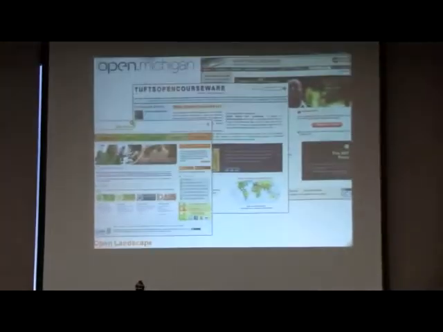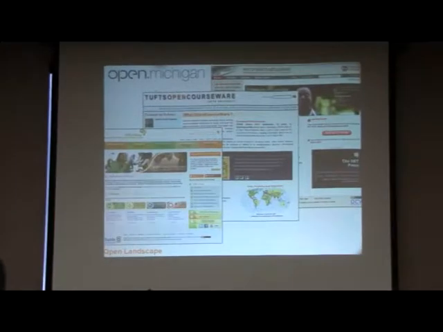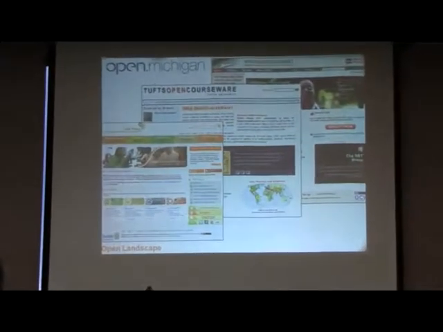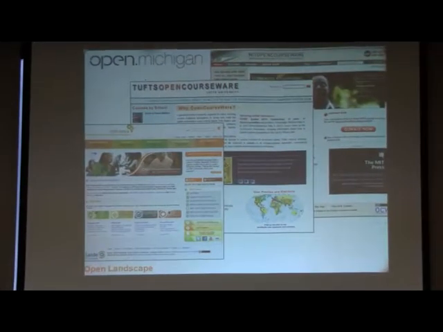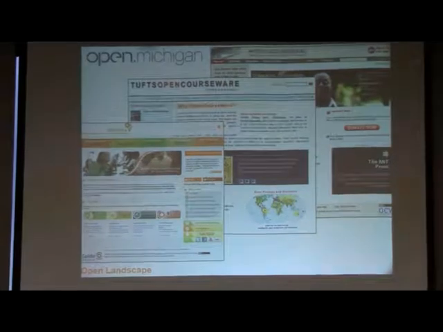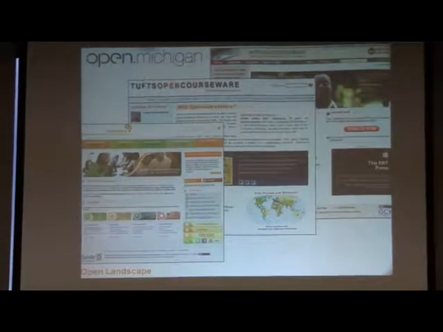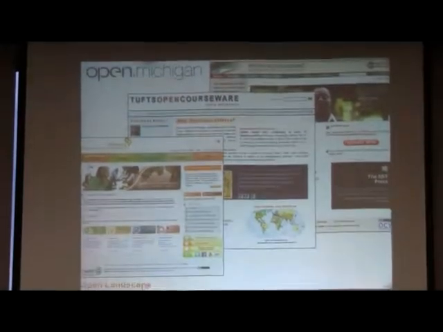So this is what I was talking about. These are examples of different institutions that use open educational resources, create open educational resources, or create open courseware. So there are a lot of others.